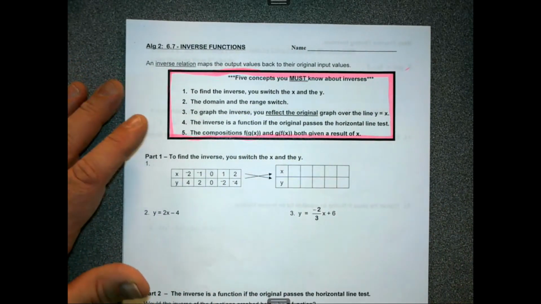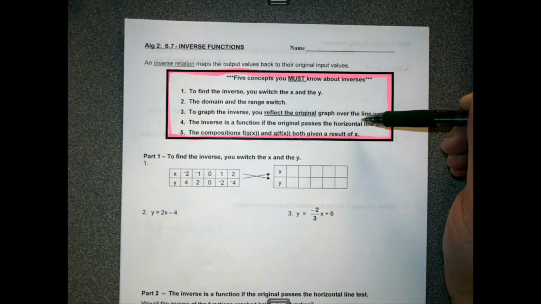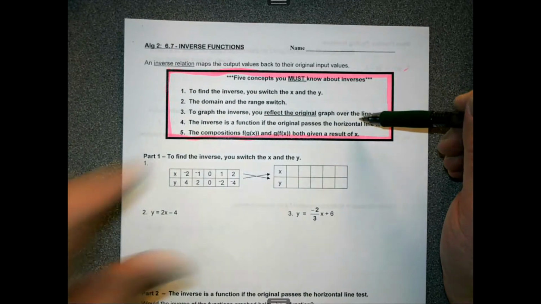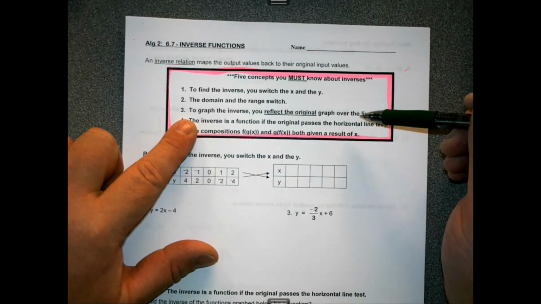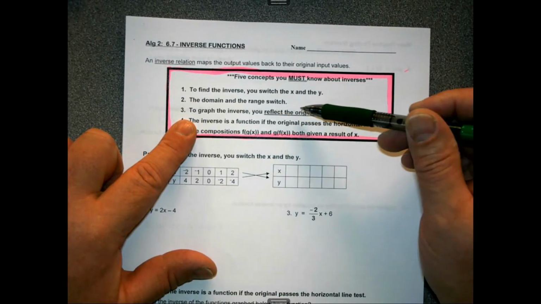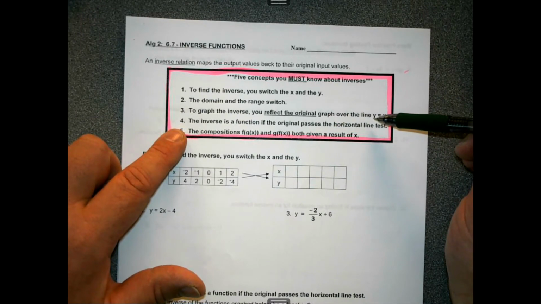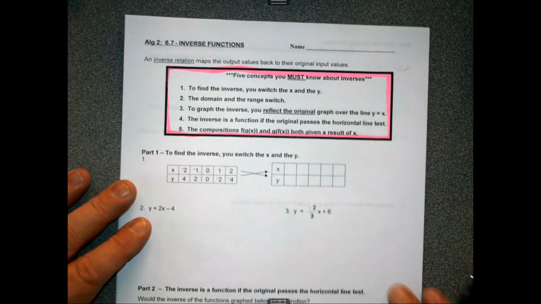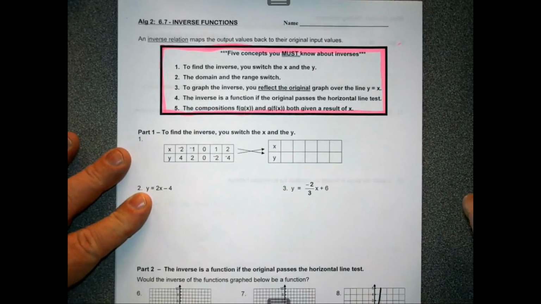Now this is kind of a hard one, and even after I do an example, it takes a couple examples to kind of get this one. To graph the inverse, you reflect the original graph over the line y equals x. Now, do you guys know what the y equals x line is? Well, think about it for a sec.